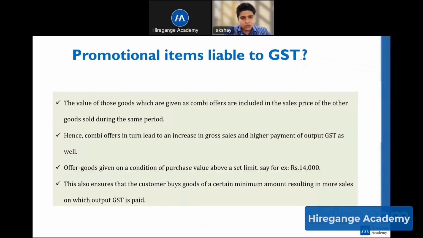So first and foremost, what are promotional goods and how are they considered to be liable under GST? If we take a scenario where combi goods, wherein buy one get one free offers are being provided, and the sale price of these goods is included in the main goods value. These are the situations where promotional goods are provided on certain conditions. One such condition would be where you need to purchase above a certain specific limit. Say first you need to purchase for a value of 14,000, then you will be able to get one free product.